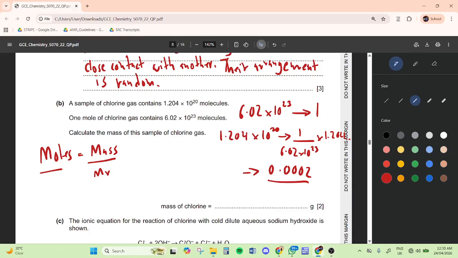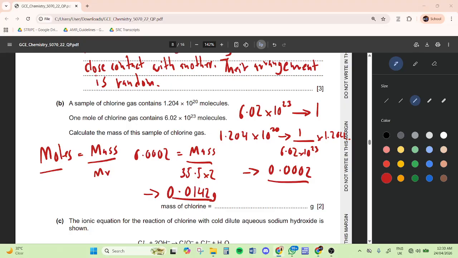So now we input this there. 0.0002 is equal to mass divided by the Mr. The Mr is going to be 71. Because it's chlorine gas, you're going to do 35.5 times 2. And so your mass, you're going to get a nice clean 0.0142 grams.